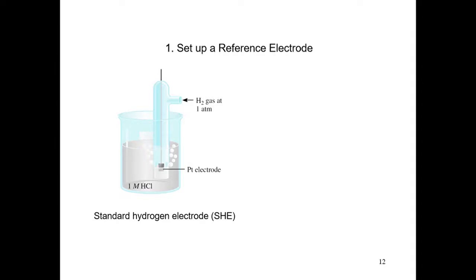Let's look at the reduction reaction in this case. The reduction here consists of hydrogen ions, from the acid solution that's been dissociated, gaining electrons to form hydrogen gas, and the hydrogen gas is at 1 atmosphere. What we're going to say is that the standard reduction potential, the E naught, for this reaction is 0 volts.